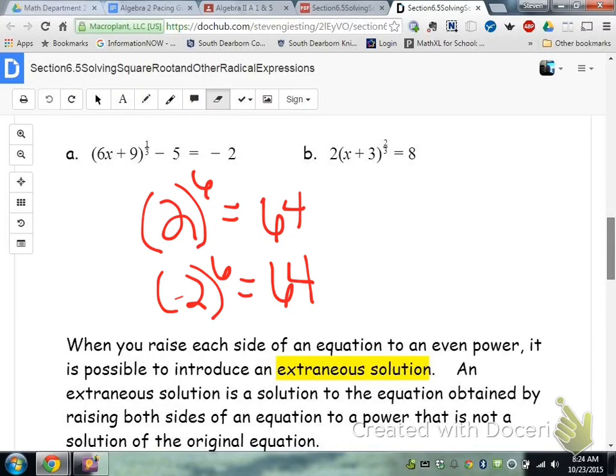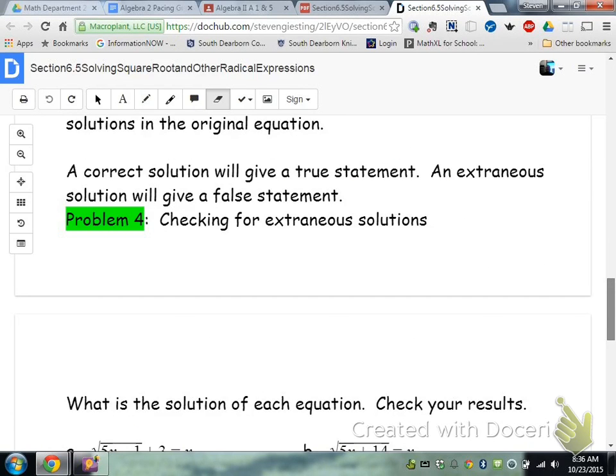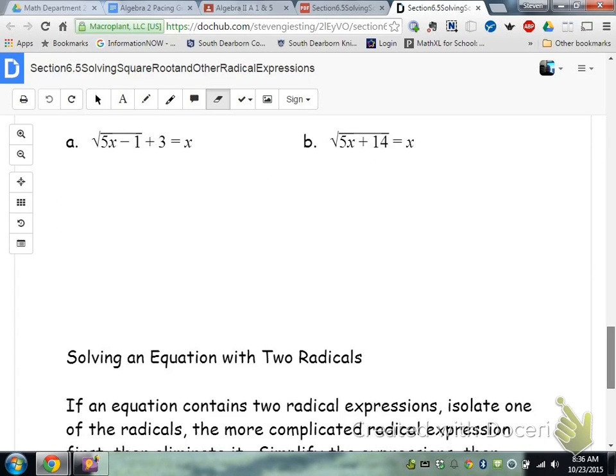So when we raise both sides to an even power, we have to check to make sure our solutions aren't extraneous. A solution to the new equation that we get may not be a solution of the original. Therefore, it does become very important that we check all solutions back in the original equation.